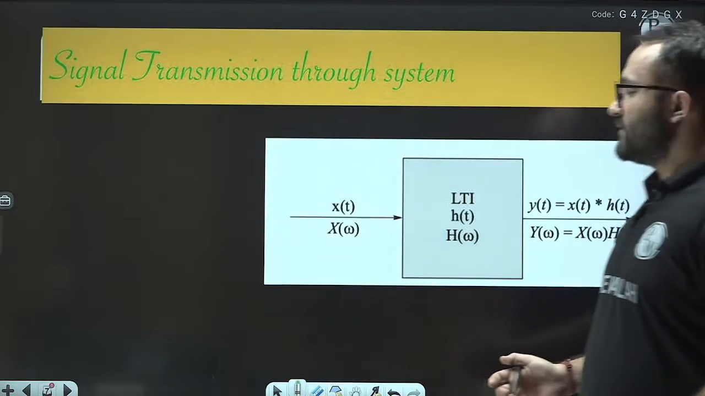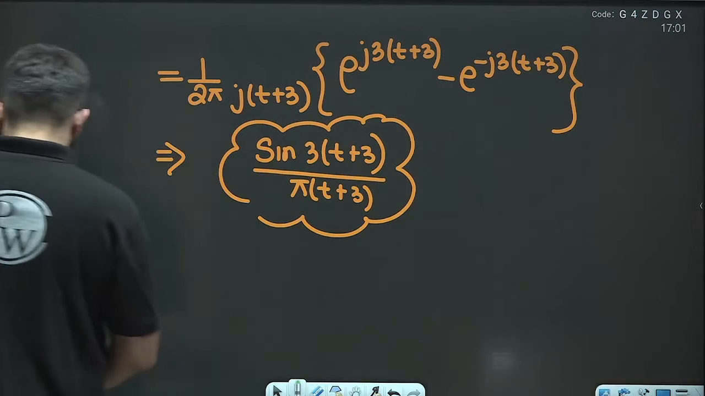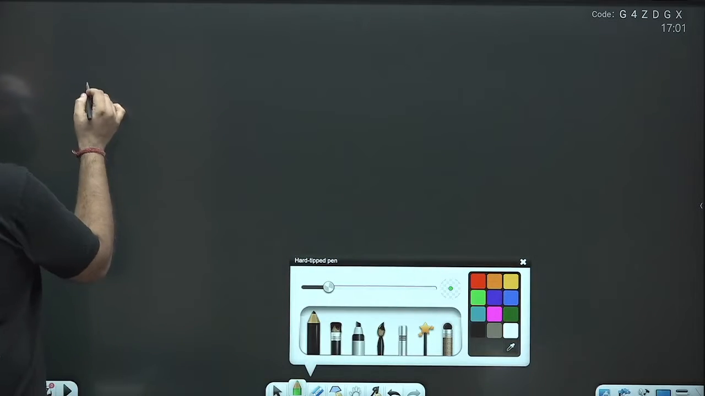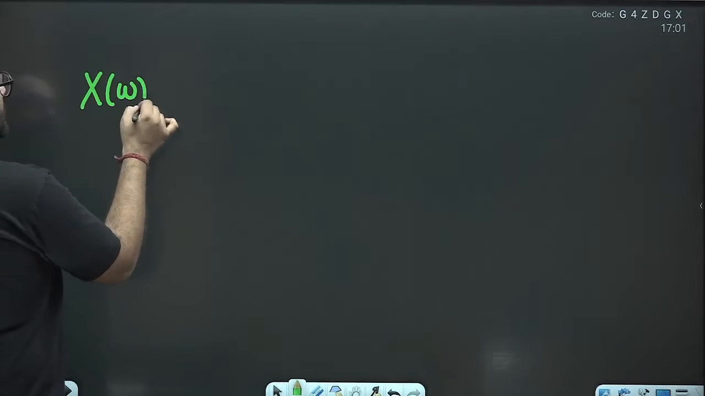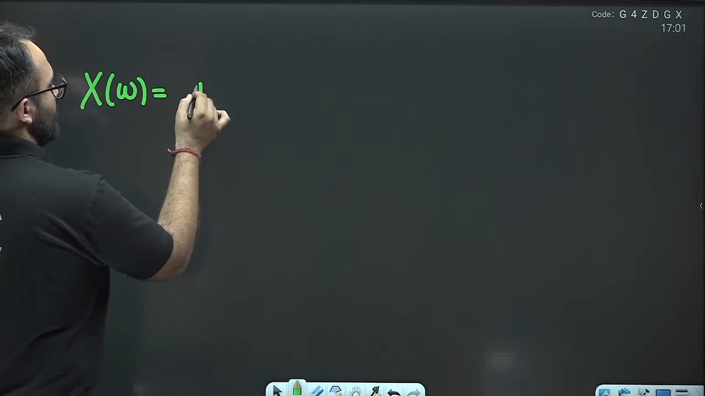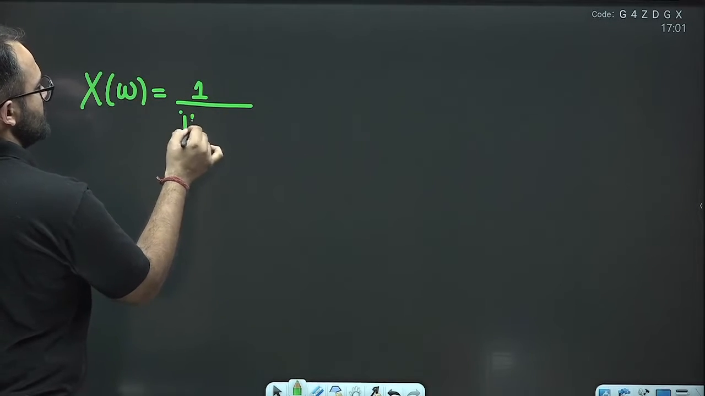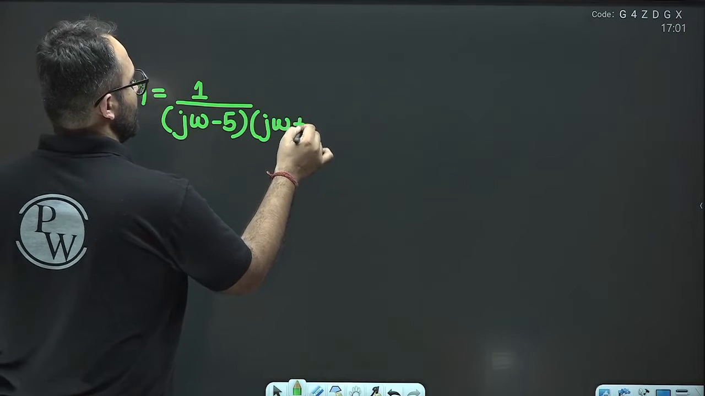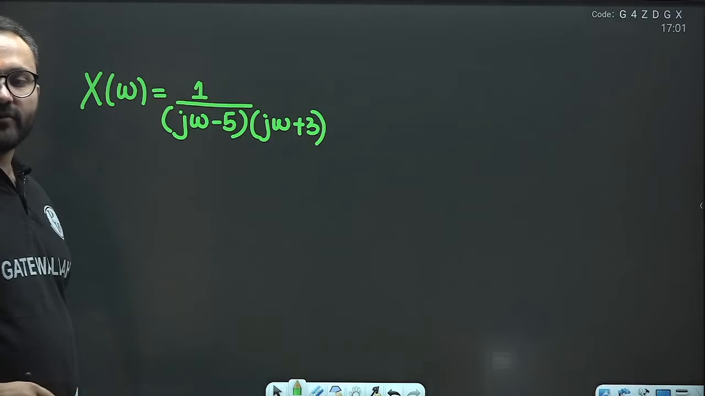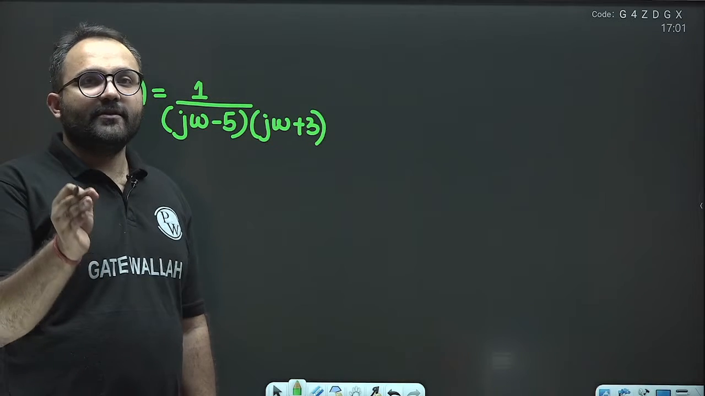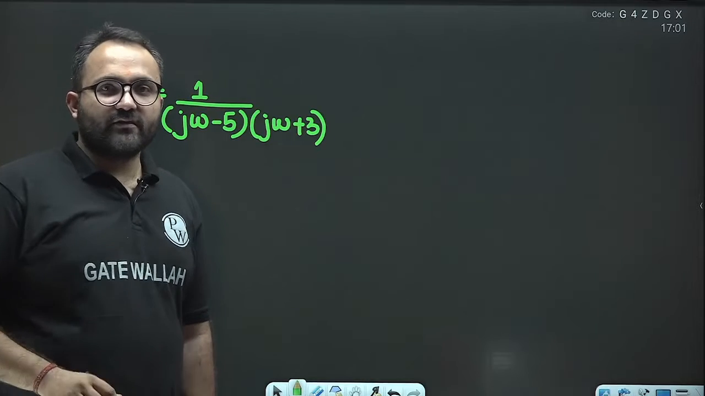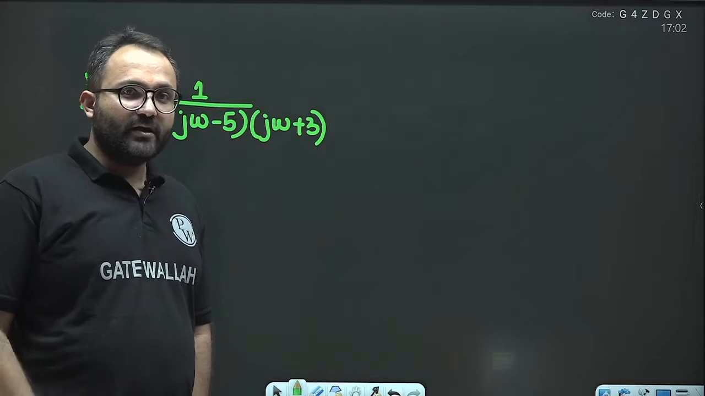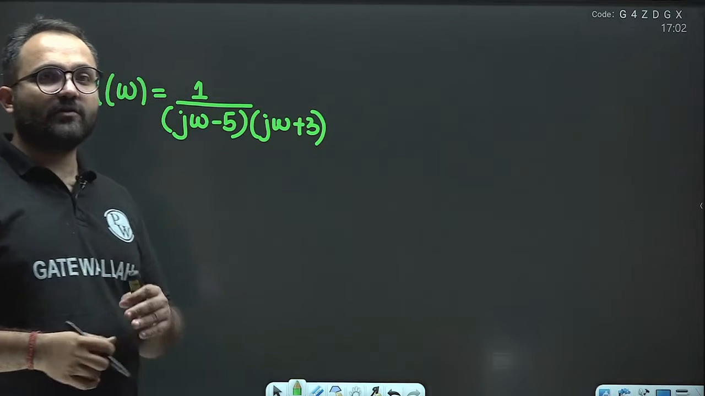Suppose we have this signal. Let me take one more example for more clarity. Suppose we have this signal, x of omega is equal to 1 upon j omega minus 5, j omega plus 3. This is a polynomial in terms of j omega, so we will never apply the inverse Fourier transform formula here. We will convert this into Laplace, then apply the inverse Laplace transform, and keep the ROC such that the ROC includes the j omega axis.